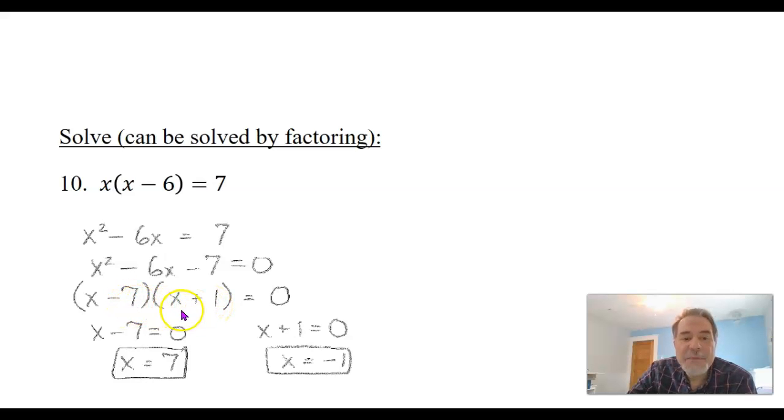So for something times something else to equal 0, either the something equals 0 or the something else equals 0. And then we solve each one of those and get x equals 7 or x equals negative 1.